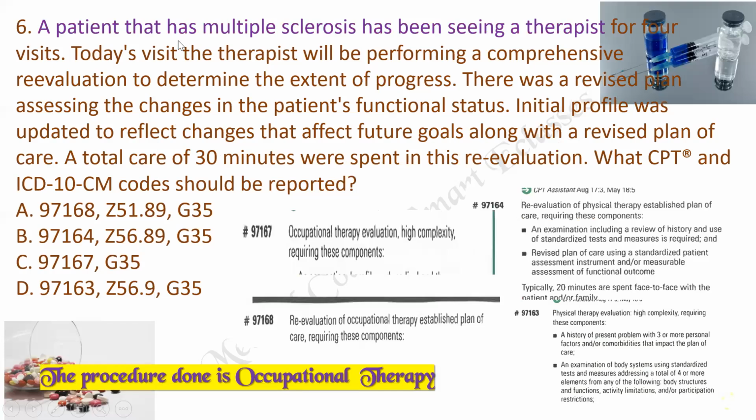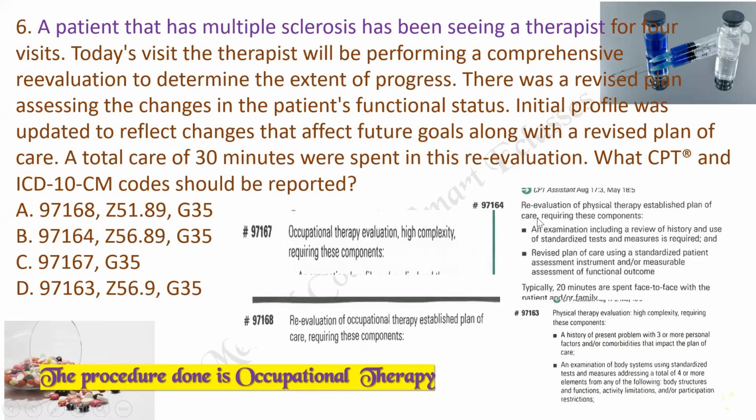അപ്പോൾ ഇവിടെ മൾട്ടിപ്പിൾ സ്ക്ലിറോസിസ് ഹാസ് ബീൻ സീയിങ് എ തെറാപ്പിസ്റ്റ് ഫോർ 4 visits. സോ ഇവിടെ എന്താണ്? 97168, 164, 167, 163. നമുക്ക് രണ്ട് കോഡ് കാണാം. ഇത് രണ്ട് പ്രൊസീജിയർ, ഒക്യുപേഷൻ തെറാപ്പി OT ആസ് വെൽ ആസ് ഫിസിക്കൽ തെറാപ്പി PT. പക്ഷെ ഇവിടെ ഫിസിക്കൽ തെറാപ്പിയെ കുറിച്ച് മെൻഷൻ ചെയ്യുന്നില്ല. സോ ദാറ്റ് ഇസ് ഒക്യുപേഷൻ തെറാപ്പി.